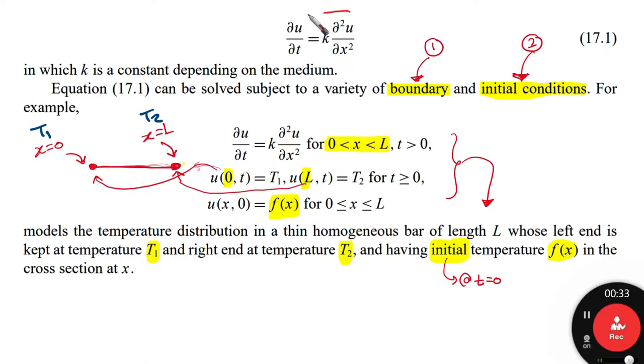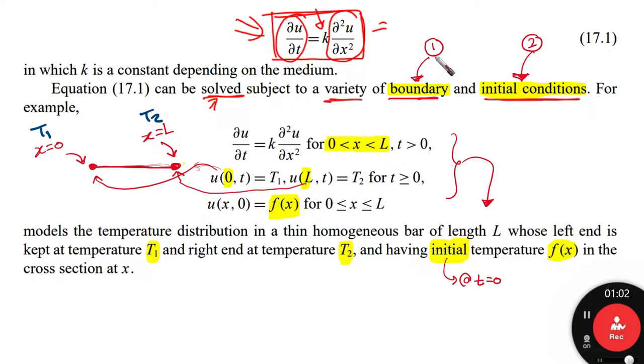Remember that our main equation is still the same. As we said, partial u partial t is related to partial squared u partial x squared with a constant k, which depends on the medium. So this equation can be solved. We are going to solve it because this is a partial differential equation. We want to solve it, right? It can be solved subject to a variety of boundary and initial conditions. So we need to think about what boundary conditions and initial conditions we have in order to solve this equation.